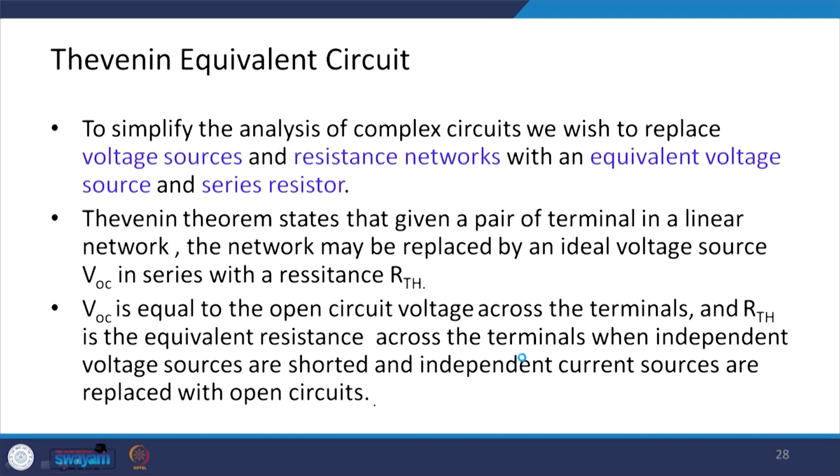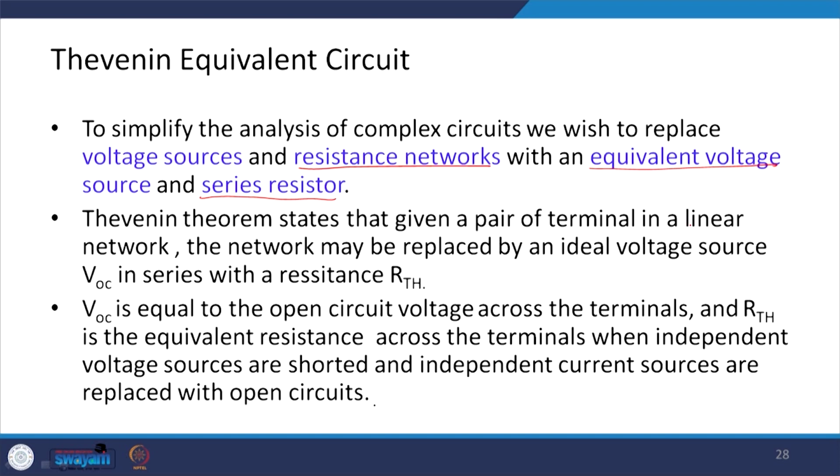So, to simplify the analysis of a complex circuit, we wish to replace the voltage source and the resistance network with an equivalent voltage and a series resistor. Okay. So, along with the equivalent voltage, we put the series resistor. This resistance network is basically replaced by the series resistor. The Thevenin theorem states that given a pair of terminals in a linear network, the network may be replaced by an ideal voltage source in series with a resistor.